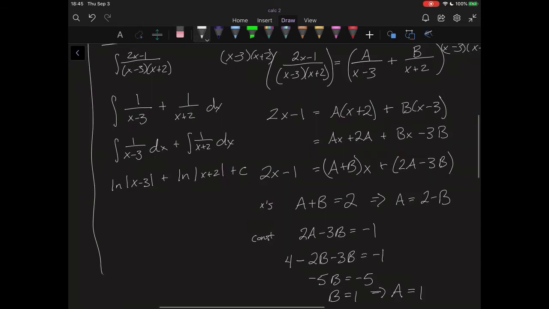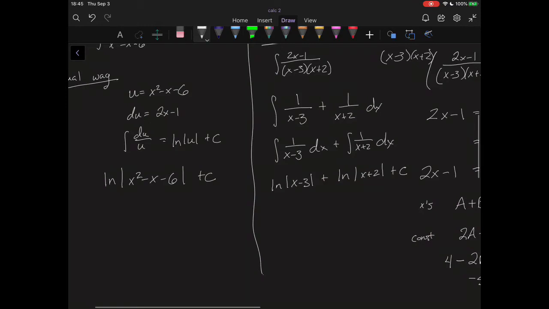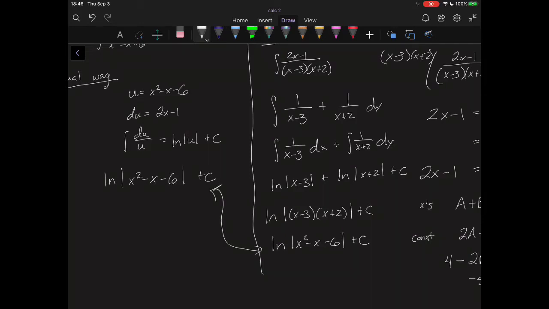Now let's go ahead and compare that to what we had doing it the usual way. At first they don't look similar, but remember that if we add the logs, we actually multiply if we bring it all together under 1 log. So this is the same as the log of x minus 3 times x plus 2, which when we multiply it out, we get the left side doing it the usual way. So it is a valid method and they are equal.